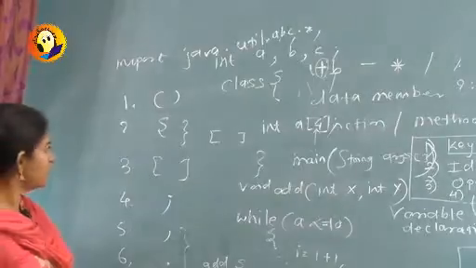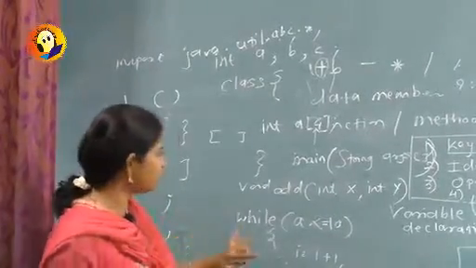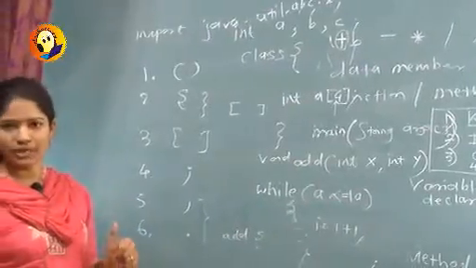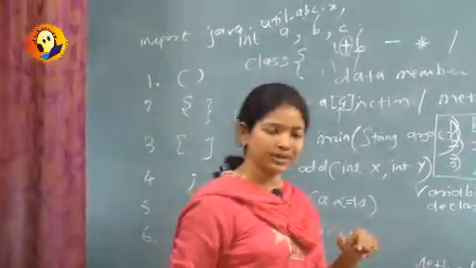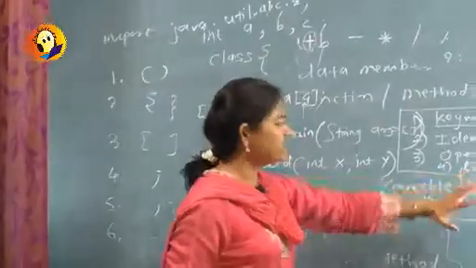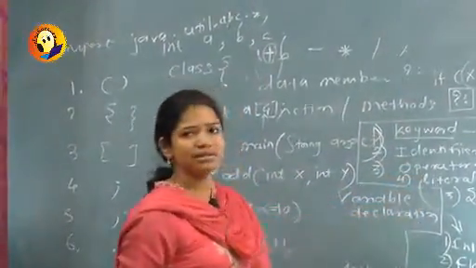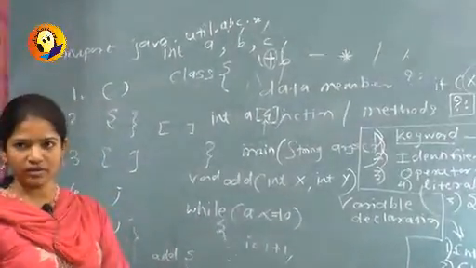Okay. So this is about tokens and all the types of tokens. A token is any individual part or unit of a program, and there are 5 different types of tokens: keywords, identifiers, operators, literals, and separators.